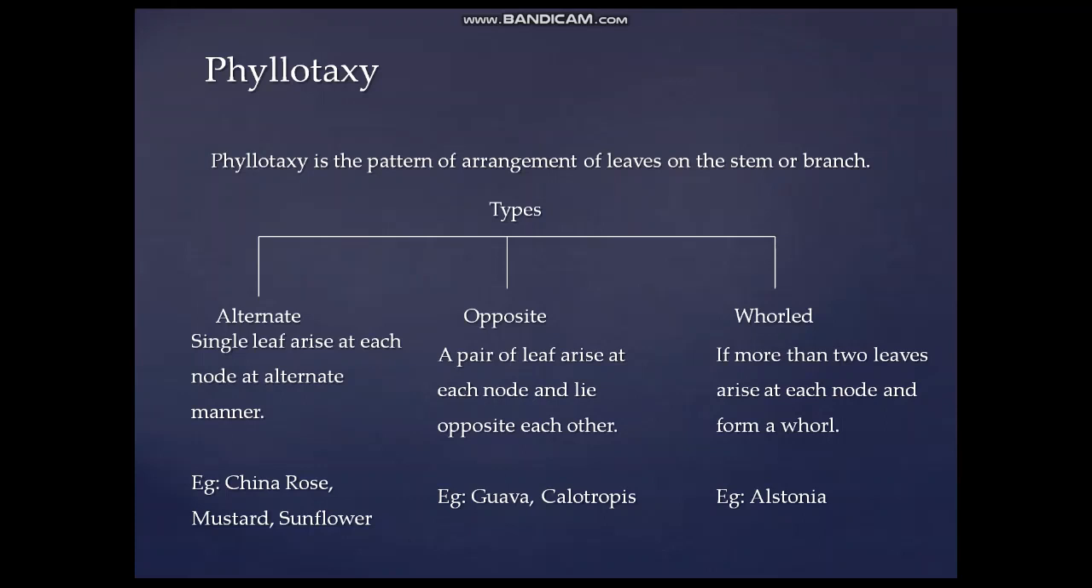In case of opposite, a pair of leaves arise at each node and lie opposite to each other. Example is of guava, calotropis. Whorl means more than two. If more than two leaves arise at each node and they form a whorl, example is of Alstonia.